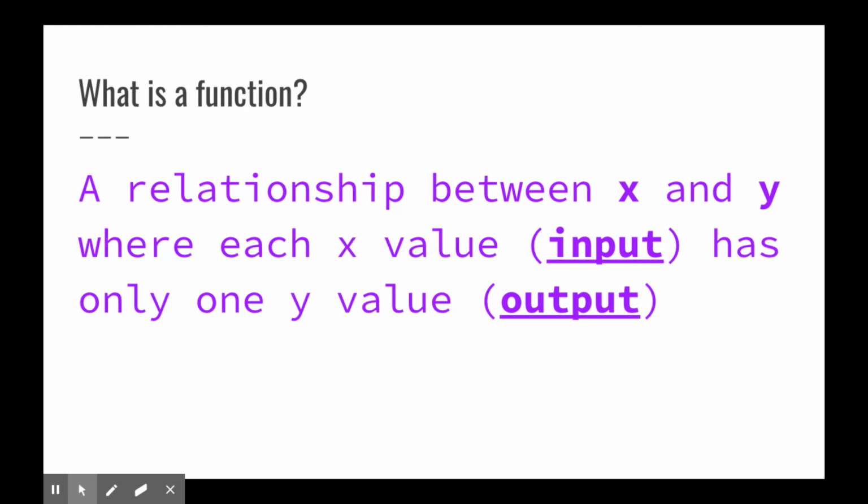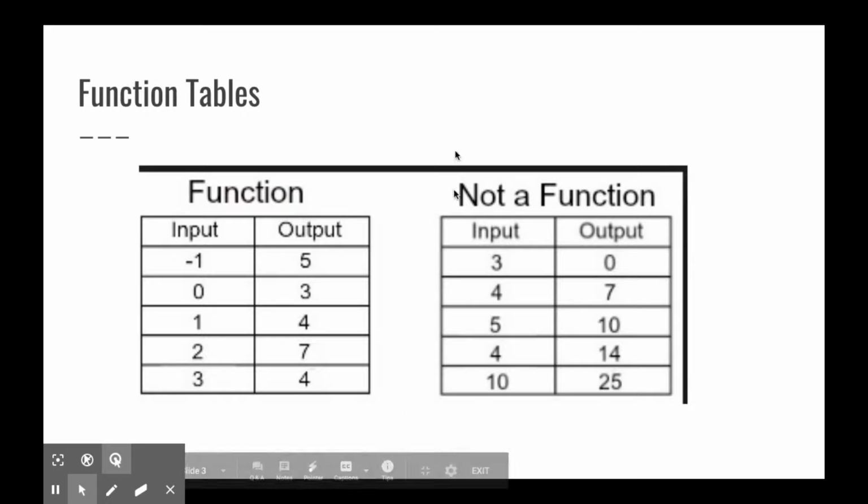So first of all, let's talk about what a function is. A function is a relationship between x and y where each x value, which you've probably heard it called the input value, only has one y value, also called the output value. Now we're going to talk about what that means as we go through here. And we have different representations of functions.